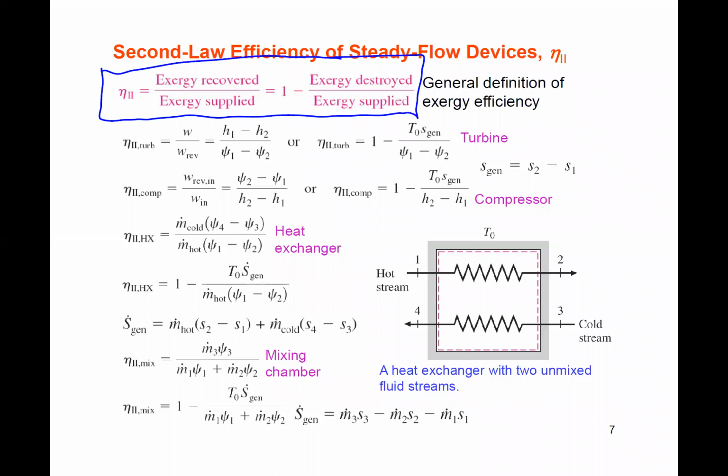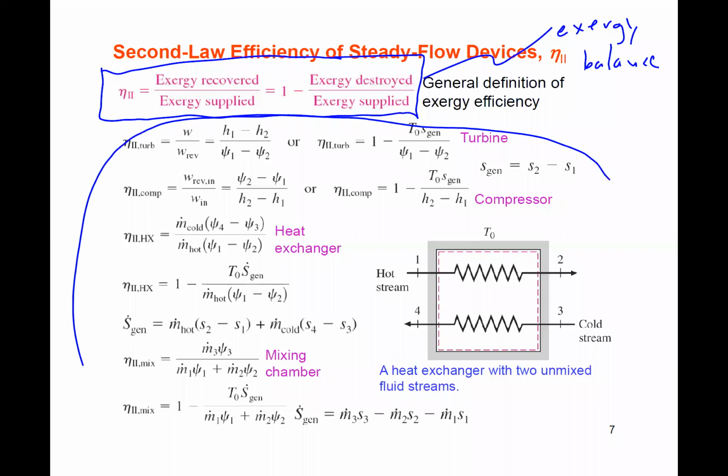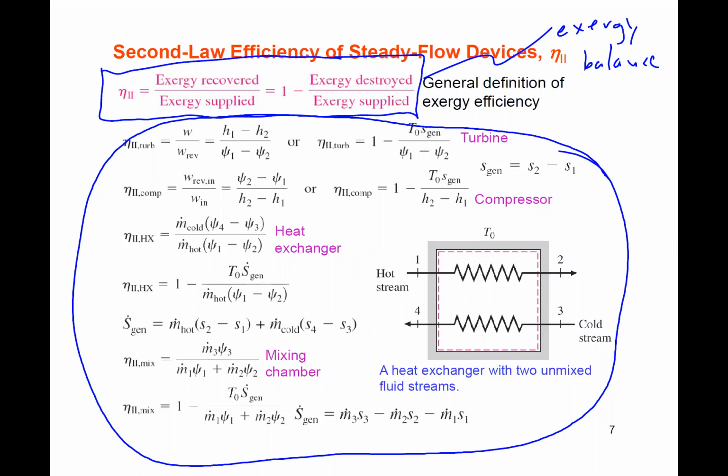What is the exergy being recovered? That's the exergy leaving your system. What's the exergy being supplied? What's the exergy entering your system? That's what it really comes to, and that's X destroyed. So this all just comes from your exergy balance, and that's what all these equations down here come from. They just set up their exergy balance, in this case for a turbine, and looked at what's being recovered and what's being supplied, and then some of these they simplified.